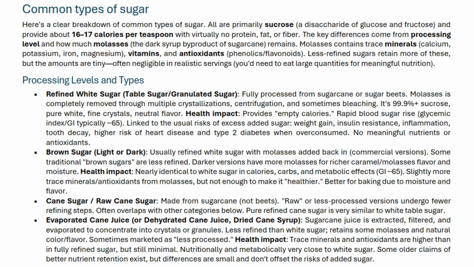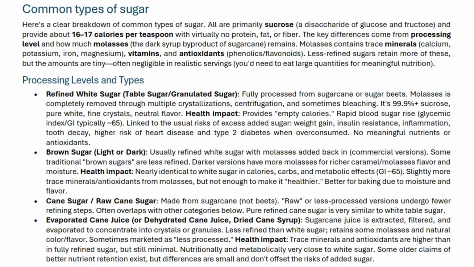Brown sugar, which can be light or dark, is typically refined white sugar with molasses added back in. Some traditional varieties are less refined. Darker brown sugars contain more molasses, contributing to a richer flavor and moisture content. Despite these differences, brown sugar's health impact is nearly identical to that of white sugar, with a similar glycemic index and calorie content. While it offers slightly more trace minerals and antioxidants due to the molasses, these amounts are insufficient to classify it as a healthier option.